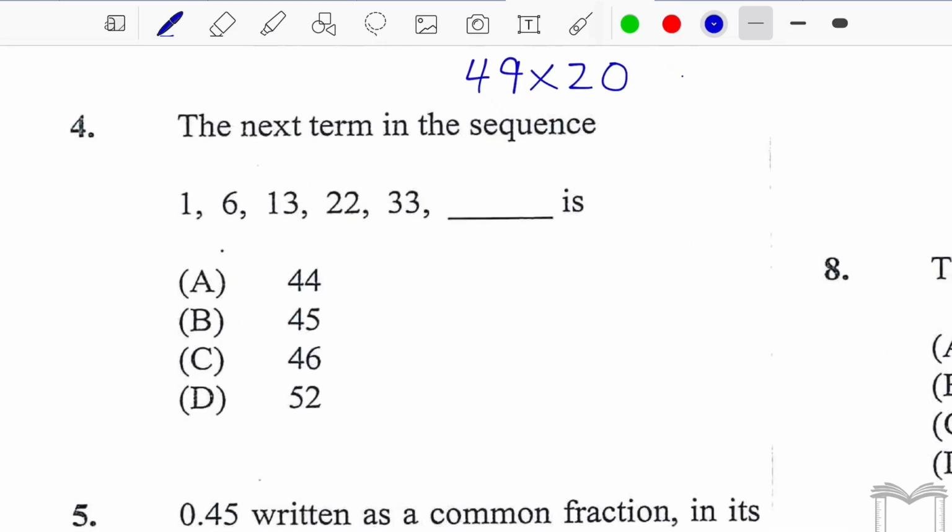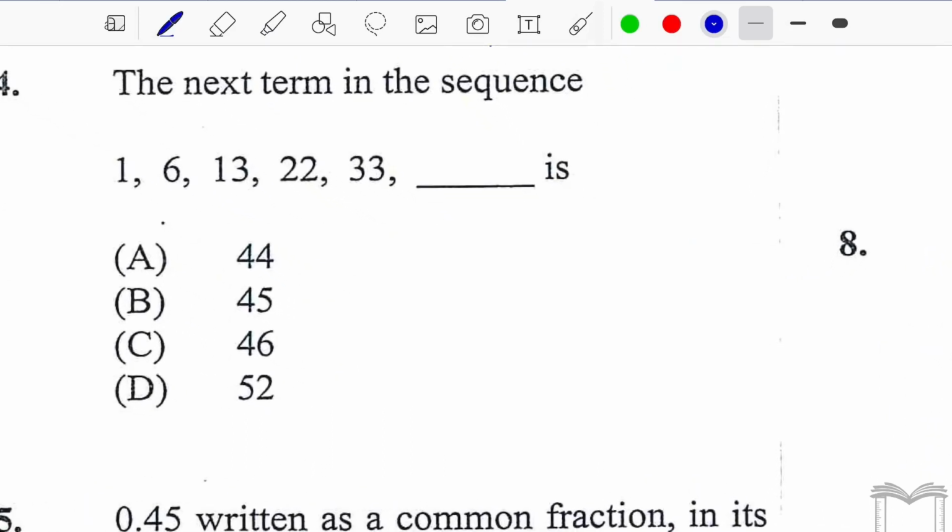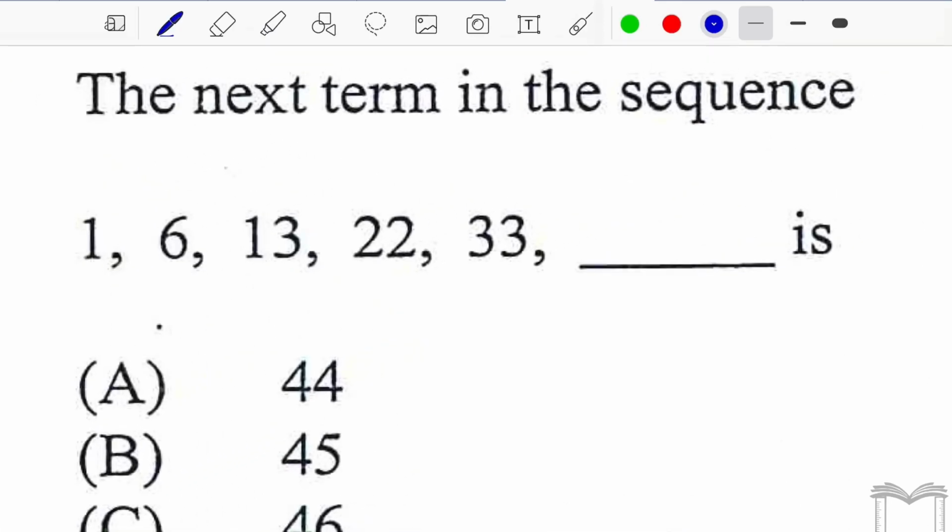The next term in the sequence. So here we have a pattern, a numerical pattern: 1, 6, 13, 22, 33. There are many different types of patterns, so you can take a look at my video on patterns. For now, based on experience, I know that this is a pattern based on addition. Sometimes they are based on addition, subtraction, multiplication, division, growing patterns, etc. You can learn more about that in my other video.